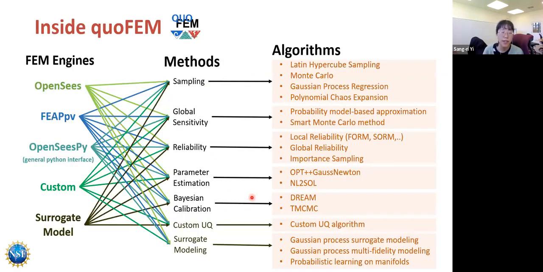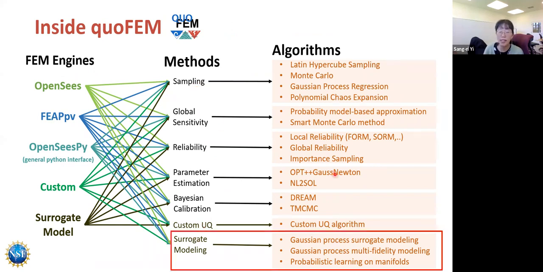So inside quoFEM, there are different UQ engines, different methods, and different algorithms supported. And what I will present today applies to those inside the surrogate modeling class. And once you train your surrogate at this stage, you can re-import it in place of FEM engines and use it for further analysis.